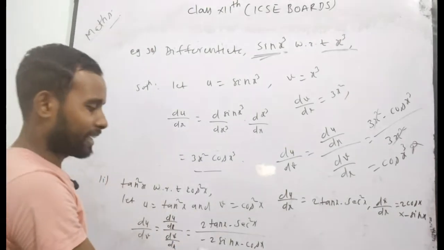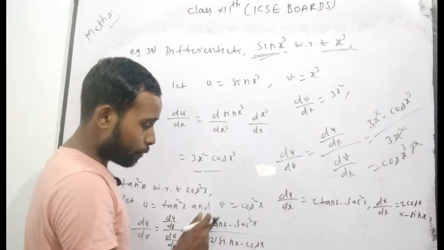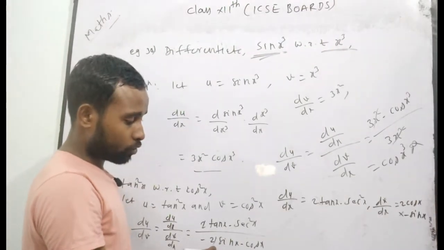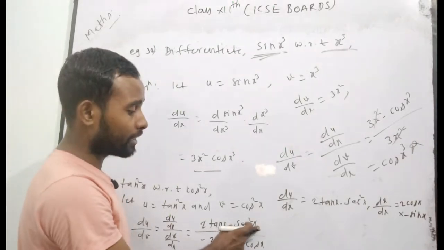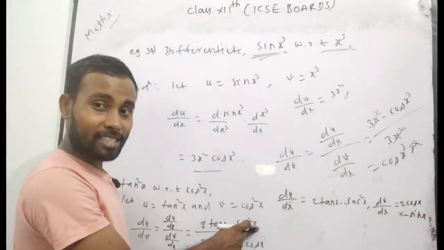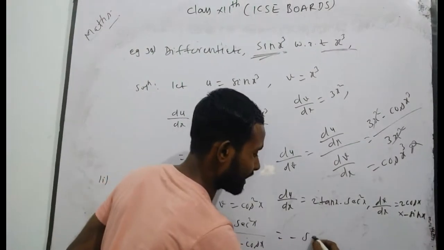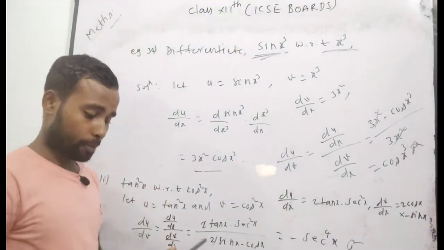Have you understood? If you write tan x as sin x by cos x, the 2 cancels, and tan x, sin x cancel, and the denominator will be cos x into cos square x. 1 upon cos square x will be sec square x in the denominator. In the numerator sec square x is already present. Again it will go in the numerator, so it will be completely minus sec x whole to the power 4, which is your required answer of this question.